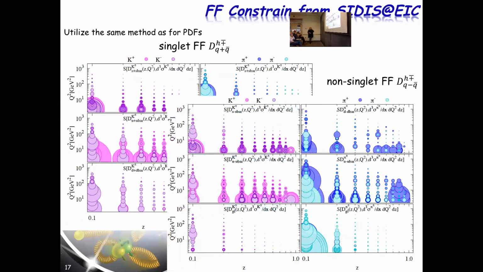And of course, if we can fit the singlet, we can do also the non-singlet, so the quark minus antiquark, and also there you see the same. I cannot show you yet reductions in the bands on the fragmentation uncertainties, but yeah, that is what we have on this.